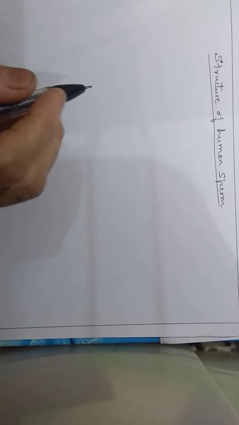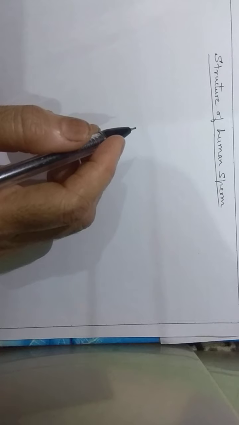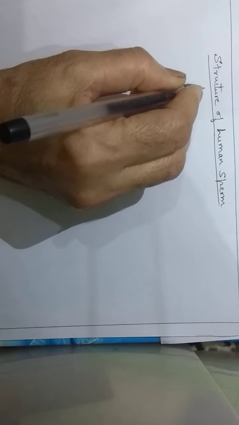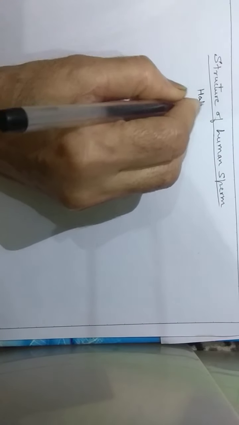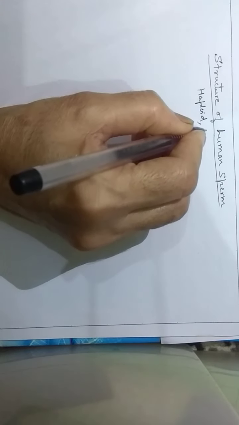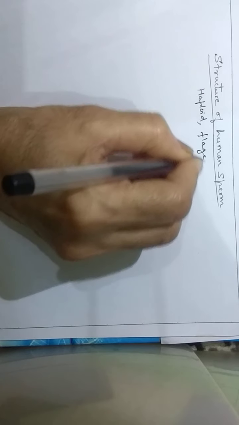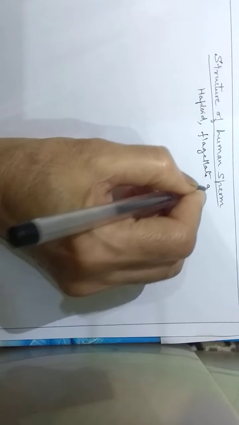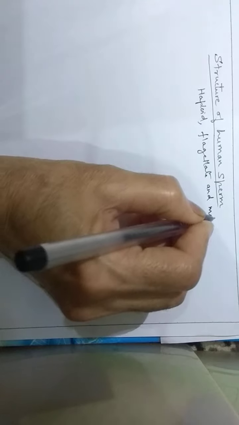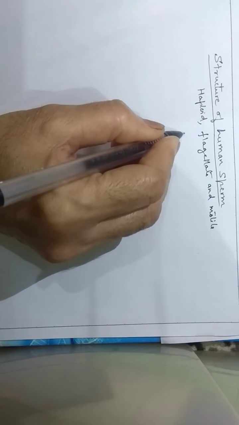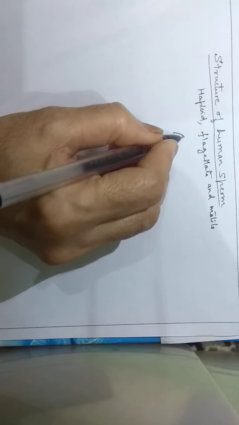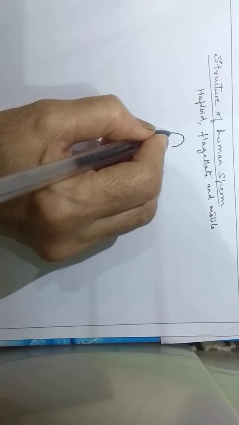Now we have to discuss the structure of human sperm. Human sperm is haploid, flagellate and motile. It has 4 parts, and out of these 4 parts, one is the head.